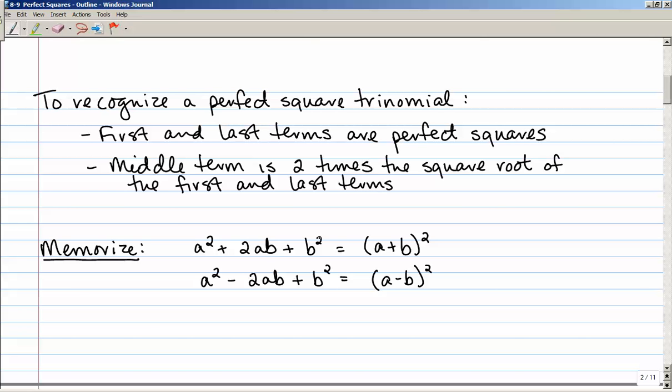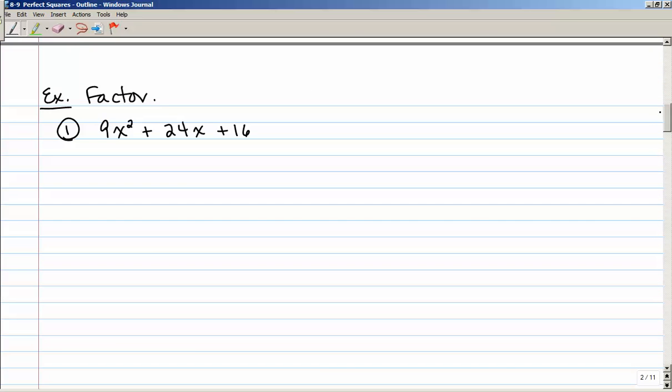If it fits this pattern, then you don't have to show any work, and you can just write it as a plus b squared. And the same thing goes if there's a minus in front of the middle term, if there's a minus in front of b. Let's take a look at some examples.